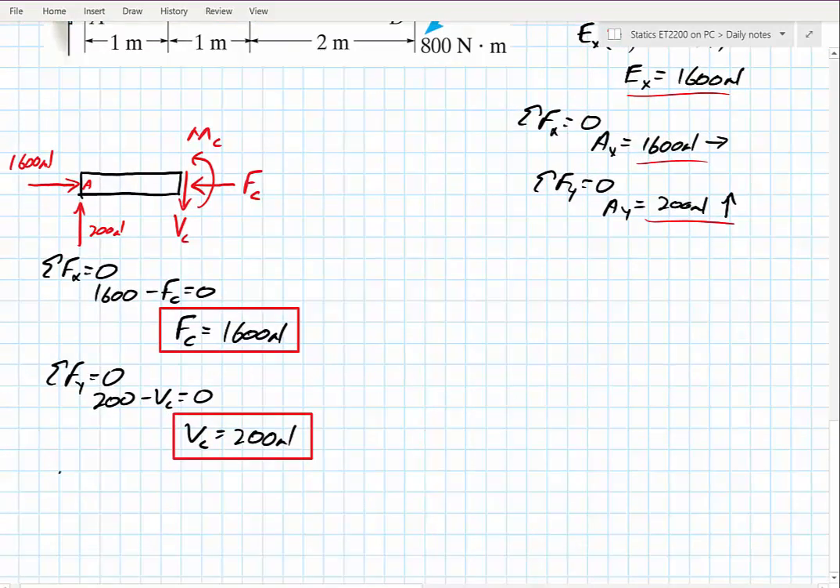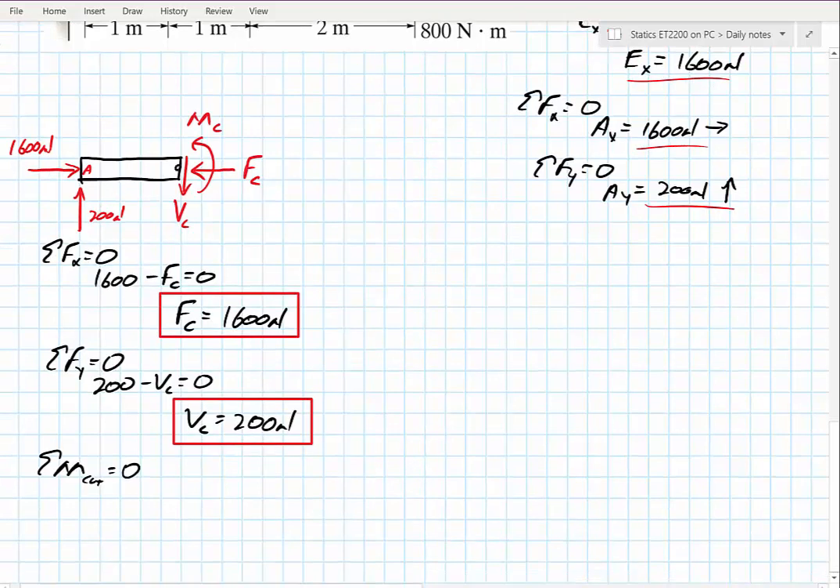And last but not least, I have the sum of the moments about the cut, which is what I think would probably be easiest here. So that's usually what I do. It helps me to visually think about what's going on. If I were to put a pin right there, I see the 200 pushing it this way, and that's what I have to counteract with that internal moment.